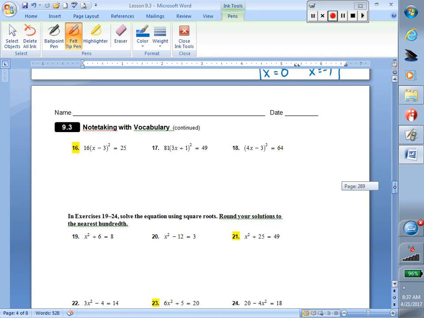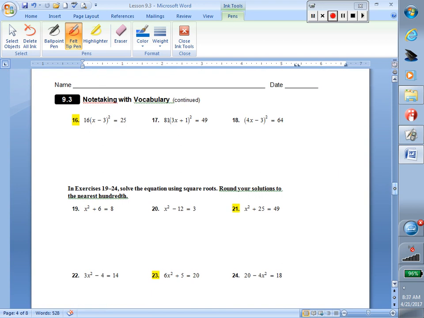Let's take a look at one more of those where we have a whole expression being squared. Let's look at number 16. In number 16, I have an x minus 3. The whole expression's being squared. But I have a 16 out front.